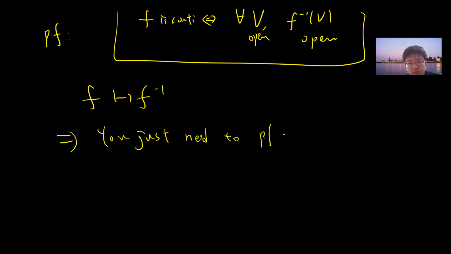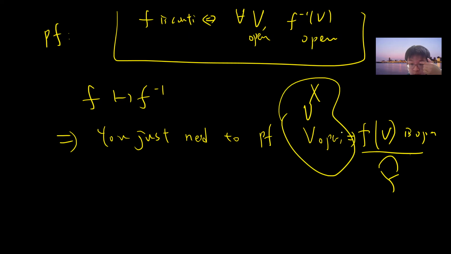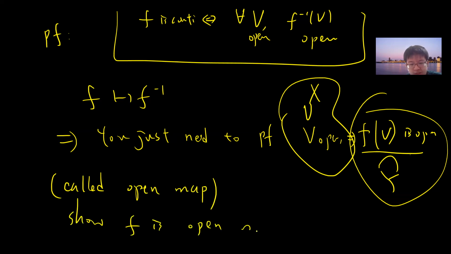So you just need to prove that for all V open, f of V is open. So V is open in X, and f of V is open in Y. Our goal is to prove that whenever V is open in X, then the image is open. In mathematics, this is called an open map, a map that sends open sets to open sets. So our goal is to show that f is an open map.